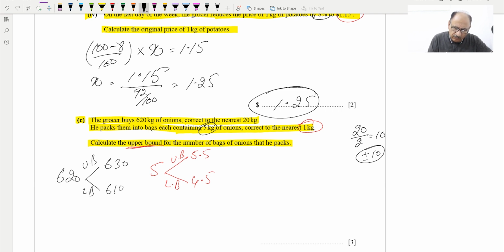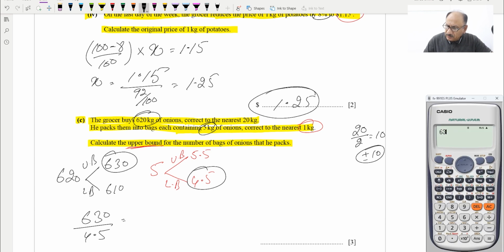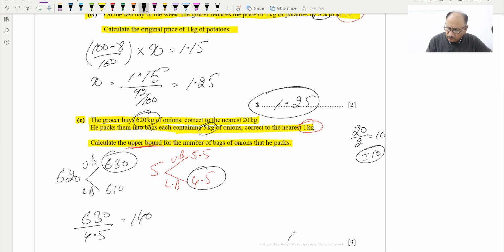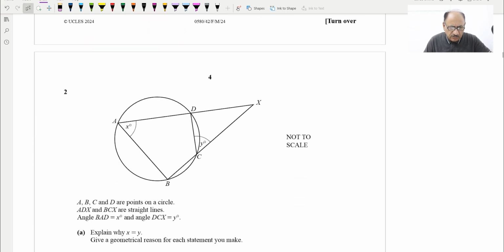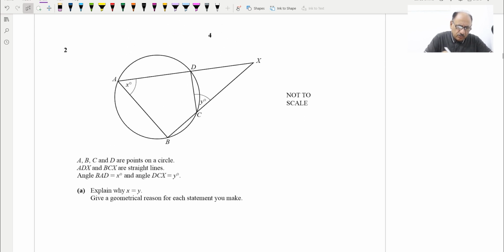For upper bound, we'll be taking the mass of onions, the upper bound, which is 630. So 630 divided by the lower bound, which is 4.5. This will be 630 over 4.5, resulting in 140. So 140 bags will be our answer for 3 marks. Hopefully you understand this. Now this one, a circle theorem, question number 2.